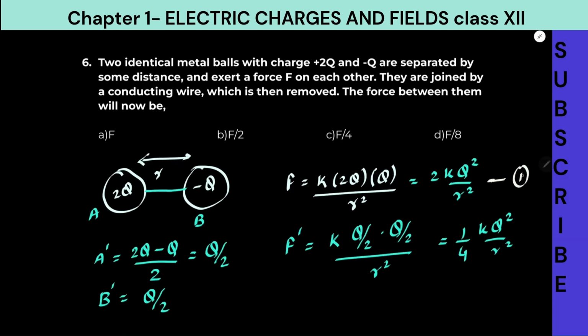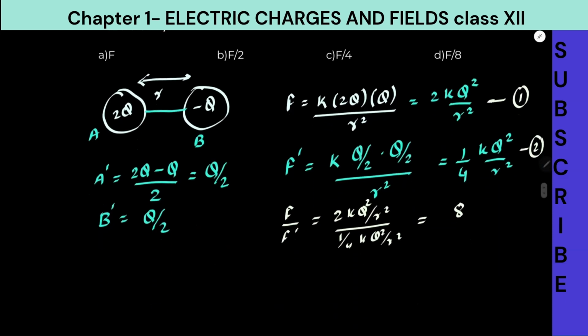Great. Now, kq square by r square, let's divide this since we don't know. So, let's divide equation 1 by equation 2. If you divide both of them, F upon F dash will be equals to 2kq square by r square whole divided by 1 by 4kq square by r square. Let's cancel out both and 4 will go up and this will become 8. KQ square by R square will cancel out for both. And if you cross multiply, then F by 8 will be equals to F dash.